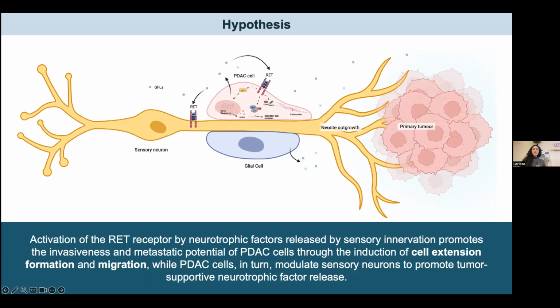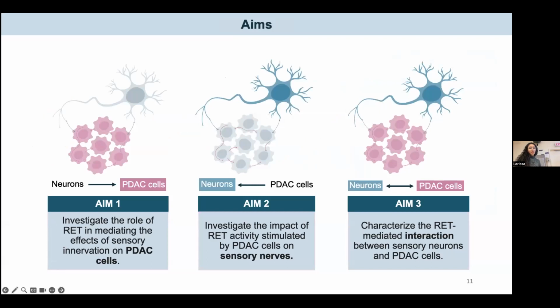So our hypothesis for this study is that the activation of the RET receptor by neurotrophic factors released by sensory innervation promotes the invasiveness and metastatic potential of PDAC cells through the induction of cell extension formation and migration, while PDAC cells modulate sensory neurons to promote tumor-supportive neurotrophic factor release. So for testing our hypothesis, we have three aims as shown here.